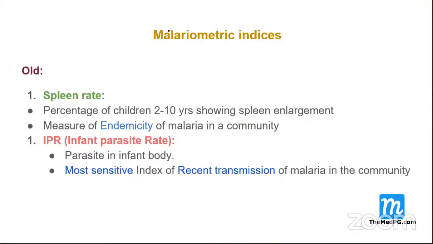One more section we need to describe over here. What are malariometric indices? Malariometric means malaria measuring indices. They are the instruments that describe the situation. We have two types of malariometric indices: one is old, another is new.